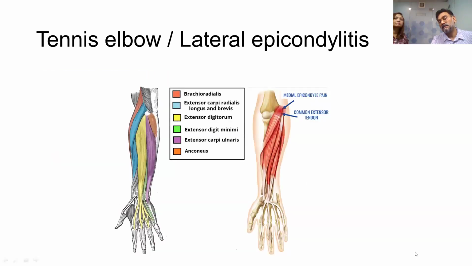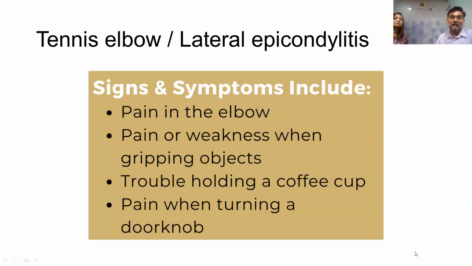This is a picture which shows how the common extensor origin is there at the lateral epicondyle. Now, the symptoms and signs include pain in the elbow, pain or weakness when gripping objects, trouble holding a coffee cup, and pain while turning a doorknob.